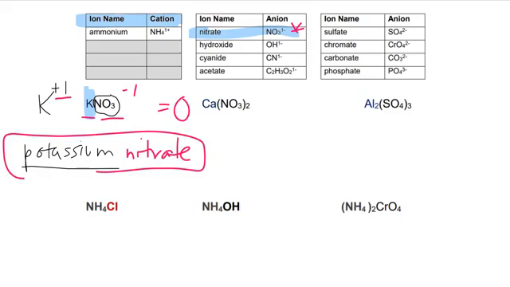Okay, let's look at the second compound. It starts with a Ca. We know the Ca is calcium, and we also know that calcium is a 2+ ion because it's in the second group in our periodic table. So that's our first name, Ca is calcium. Now we need to have our last name, our second.